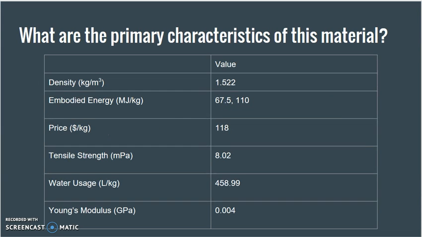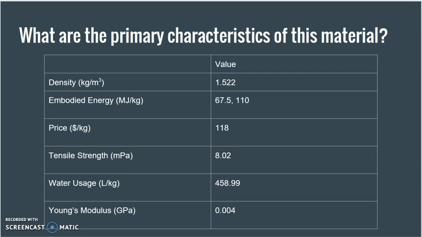We will now look at a list of the primary characteristics of rubber. Density is fairly self-explanatory and a concept we're all familiar with. It's the amount of mass per unit volume. The embodied energy is the total amount of energy per unit mass it takes to produce the substance. Now you'll notice there's two different numbers. The number on the left, 67.5, is for natural rubber, and 110 is for synthetic rubber. It takes a little bit more to make synthetic.